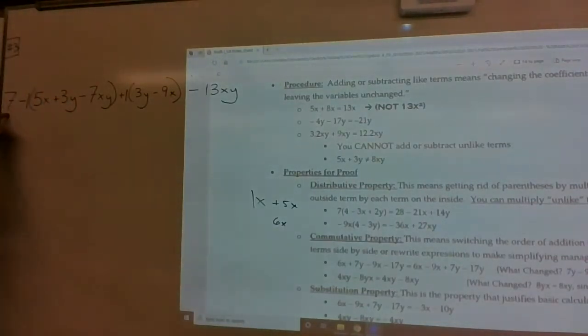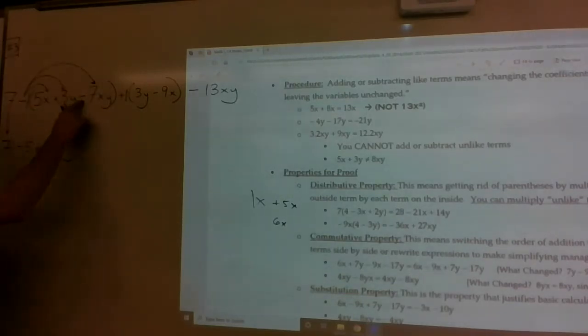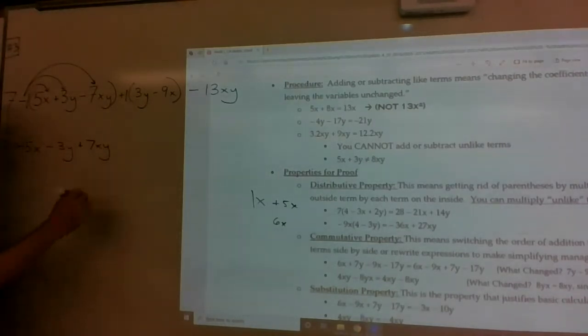So the 7 has to just be patient on this first step. Subtraction does not come before multiplication in the order of operations. Everything inside this group now is going to be multiplied by -1. So -1 times 5x is minus 5x. -1 times 3y is minus 3y. -1 times negative 7xy, a negative times a negative, is positive 7xy.